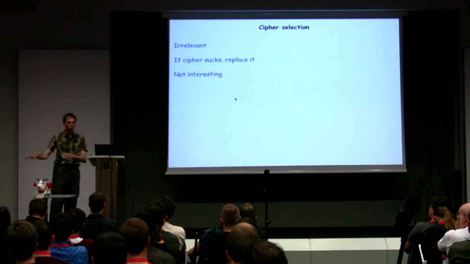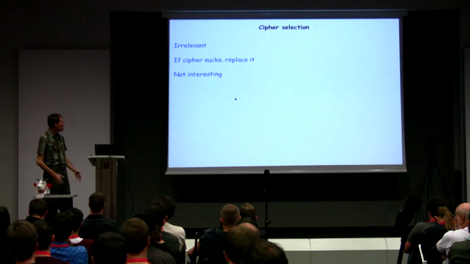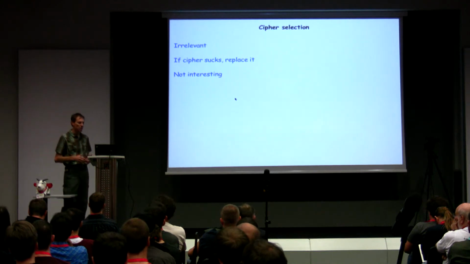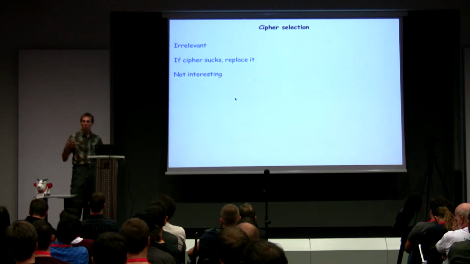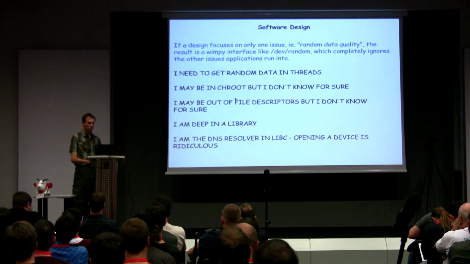Now, I'm not going to talk about cipher selection. I don't care what crypto algorithm you use, because if you select one and it's bad, you're just going to replace it. So this is an irrelevant question. I don't care whether you use RC4 or ChaCha or something like that. Obviously, you're not going to use some dumb construction like XOR. You're going to use something well known in the space. But it's not an interesting question compared to the mechanisms that are required to actually build a high availability random number subsystem.